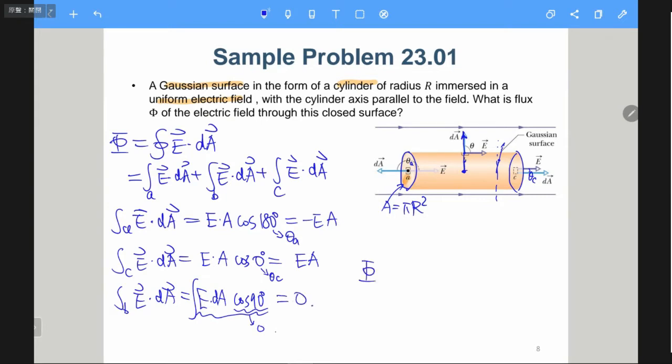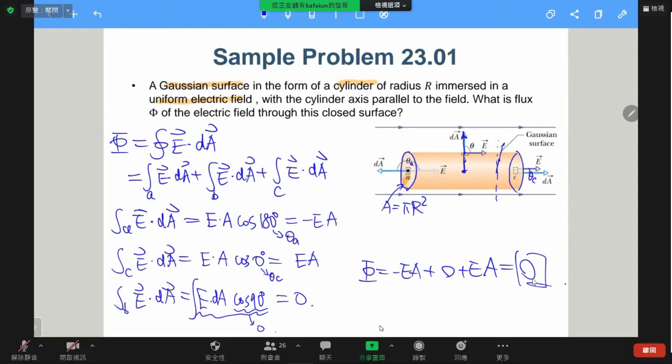So we have phi equals minus EA plus 0 plus EA, which is nothing but 0. This is a simple question to demonstrate how to calculate the electric flux, or the net flux. It is nothing special. If you have any questions, feel free to leave them in the comments.